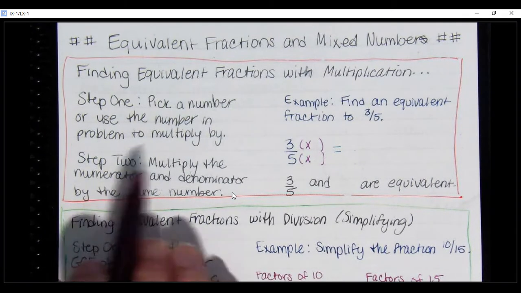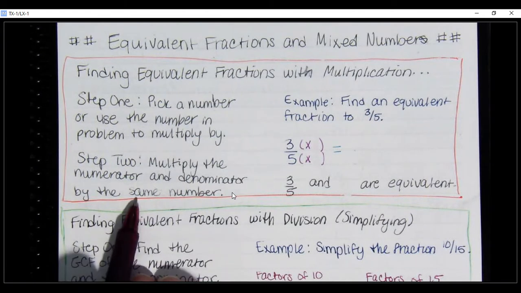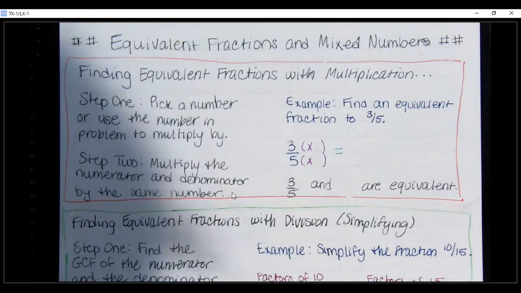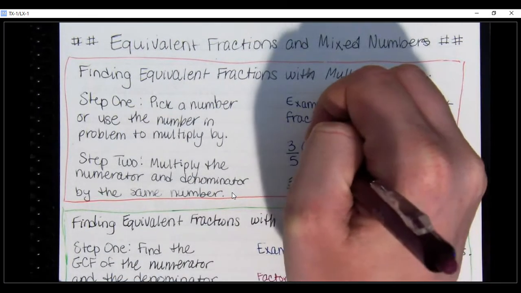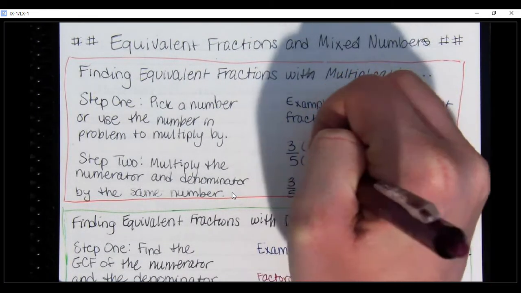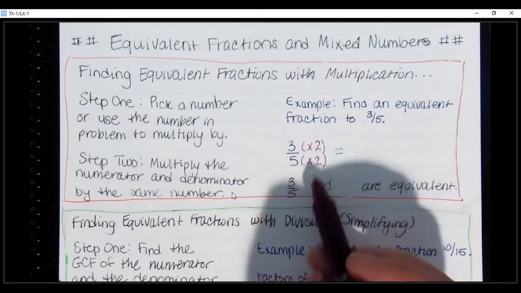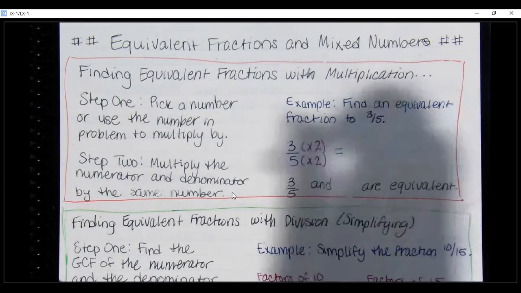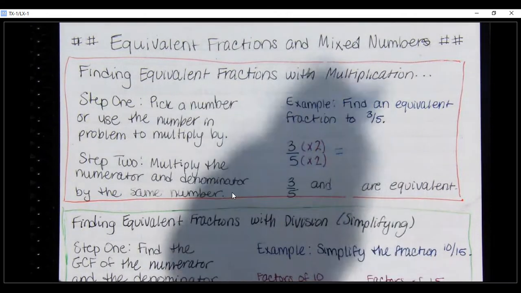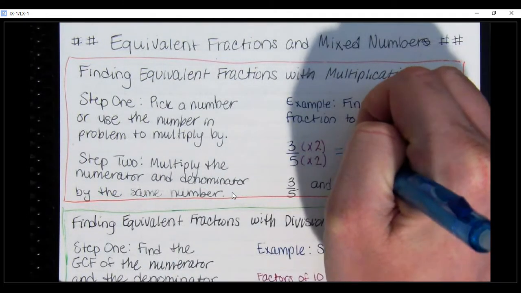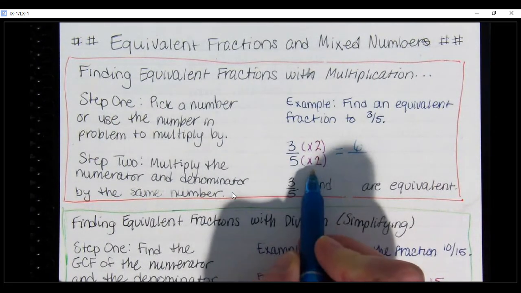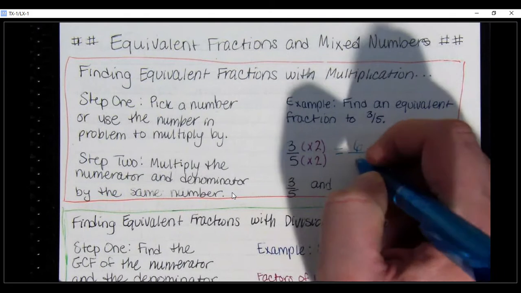My step 2 is to multiply the numerator and the denominator by the same number. As I said, I picked the number 2 just because it came to my head. I didn't pick 1 because if I multiplied by 1, nothing changed. We do want to make sure that the number we are multiplying by is a whole number just to start off with. So I took my 3 and multiplied it by 2 to get the number 6. And then I'm taking that denominator, the 5, multiplying it by 2 as well to get the number 10.